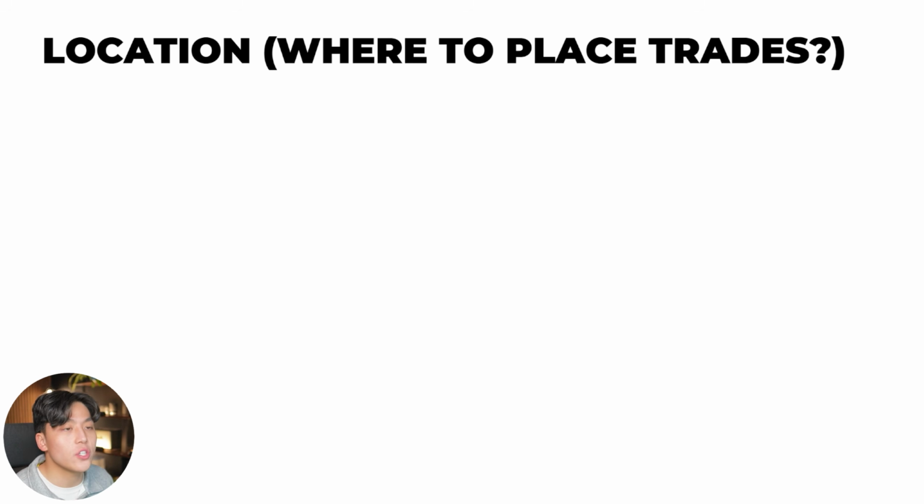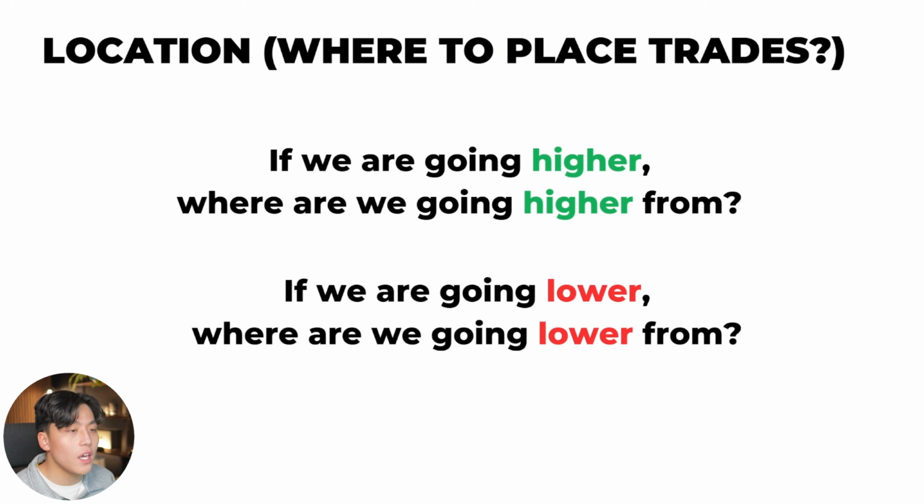Second is location, where to place trades. This is very important because we just don't want to be placing trades in random areas in the markets. What we want to do is place trades where there's the lowest risk and highest reward possible, otherwise known as our narrative. So it's basically asking ourselves, if we are going higher, where are we going higher from? Where are the key areas in price that we're going to be looking to place trades? If we're going lower, where are we going lower from, right? This is very key to ask ourselves because, as I mentioned, we're just not going to be placing trades in random areas. We want key points of interest in the market.